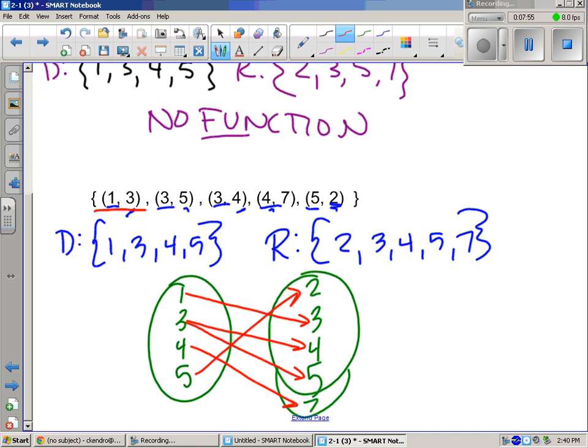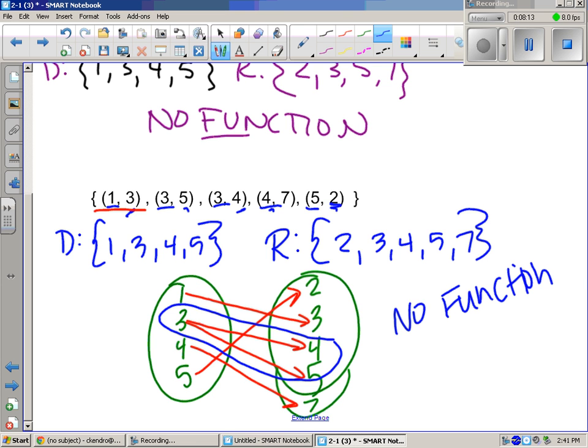So remember, to make something not a function, we would have to have the same x paired with 2 different y's, or maybe even more than 2 different y's. And if you look, we have that happening with our 3. 3 has arrows going to 2 different numbers in the output column. So this is also not a function. Right, Mrs. Kendro? Right on.